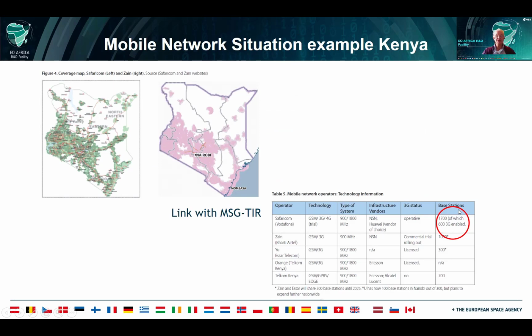Here you see an example of such a network. So mobile telecommunication network could be a very good replacement or addition to station-based gauge observations.